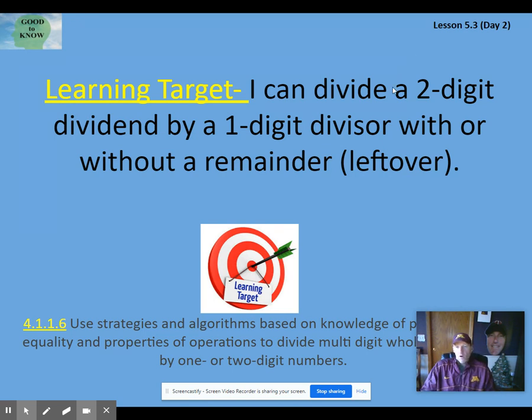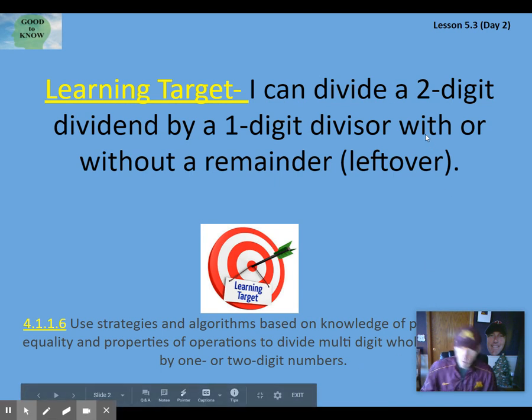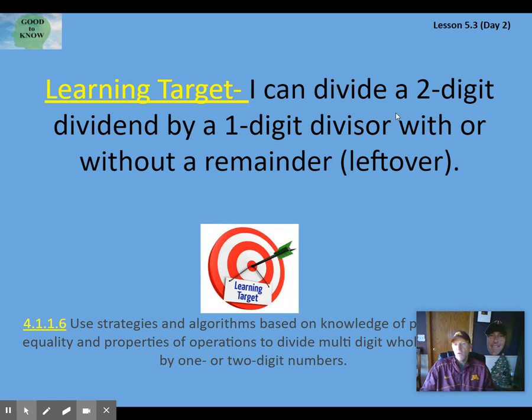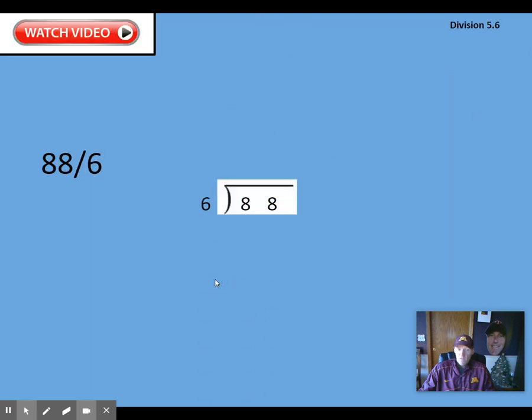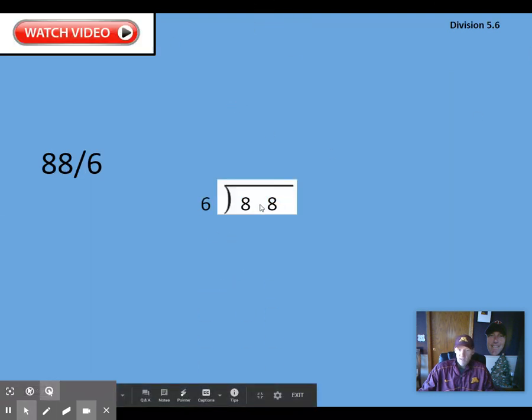So we're going to get going with what we were doing before we went out on break, and that was division. And we're going to continue working on that today with more of a review. We're going to be taking two-digit numbers, dividends, and dividing them up by a single-digit divisor. There may or may not be a leftover. Looking at our first type of problem here, we have a dividend of 88, a divisor of 6.